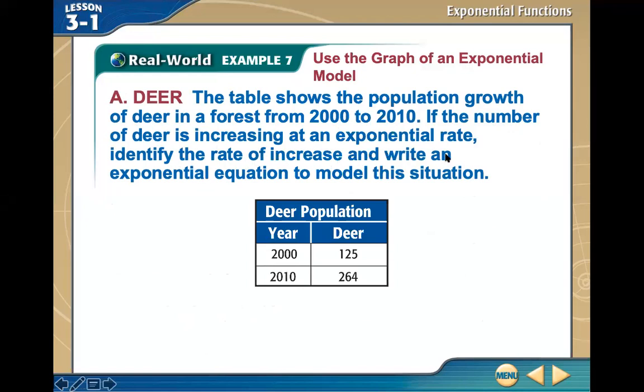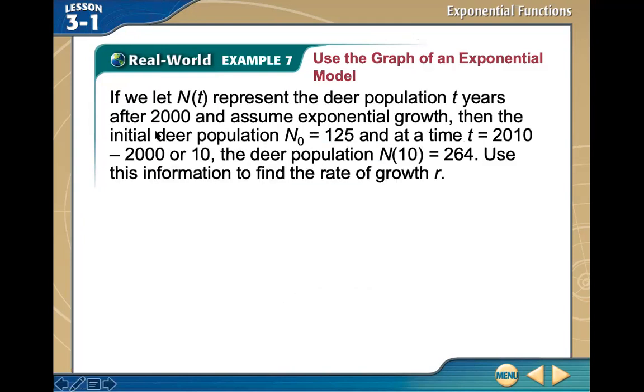Identify the rate of increase and write an exponential equation to model this situation. So how can we write a mathematical formula to express this case? Year 2000, the number of deer is 125. So it's clear that this is the N0 in our formula, the starting point. And then year 2010, it is 264. It could be N. And from 2000 to 2010, how many years pass? It is t. Okay, let's go on.